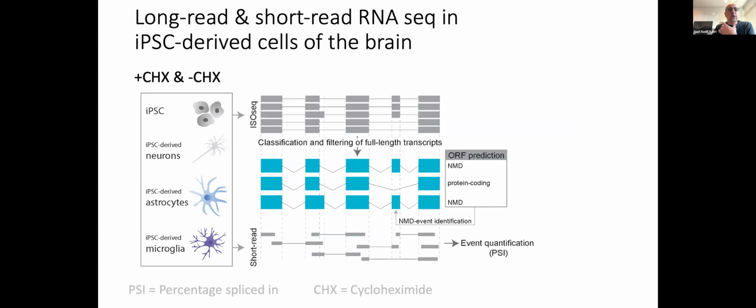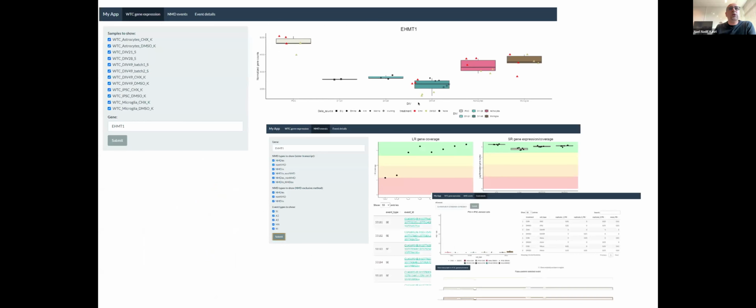We are working on a manuscript and also to release all the data so that everybody can look for it. We will make it available online, also with the database, and this is how it will look. For EHMT1, for example, we have here the expression of EHMT1 in iPS cells, but also in the different cell types over time. We see, for example, that in neurons EHMT1 is relatively low expressed. It's actually more expressed in astrocytes and microglia.